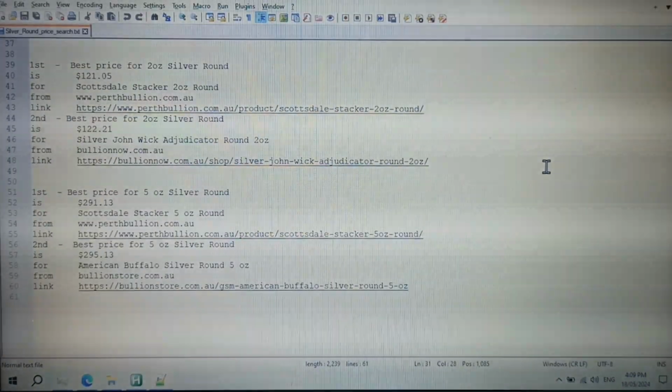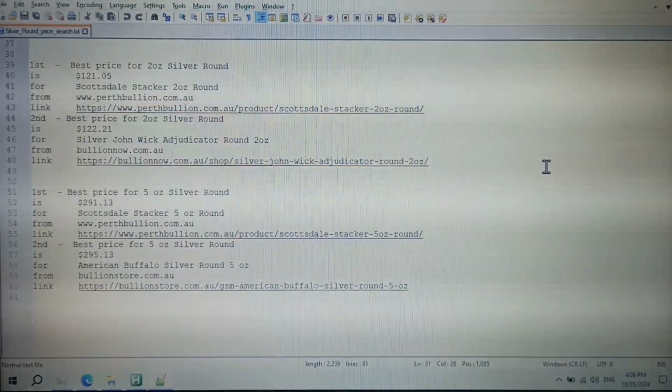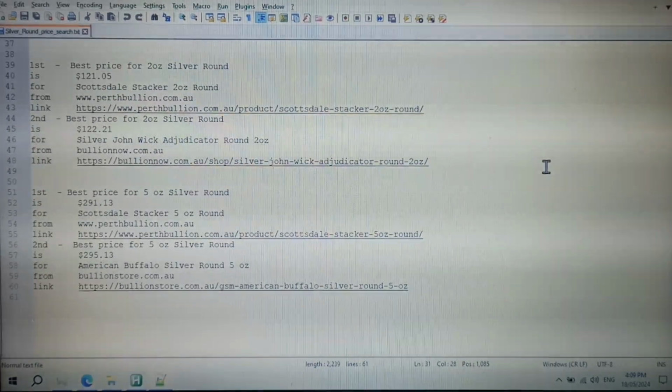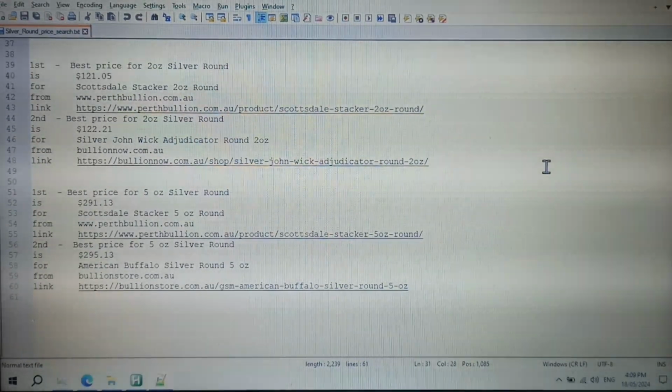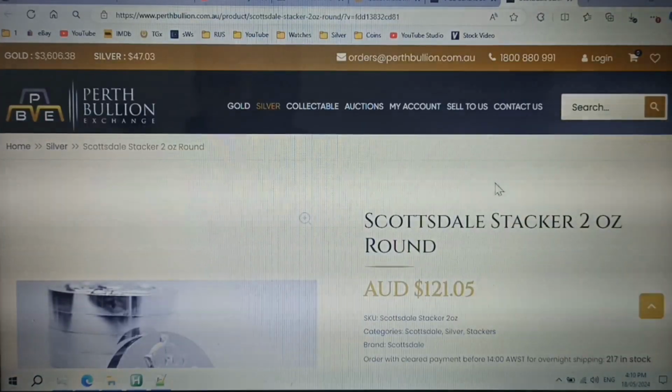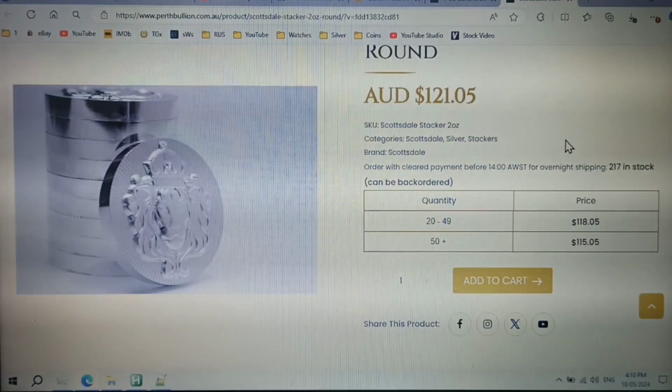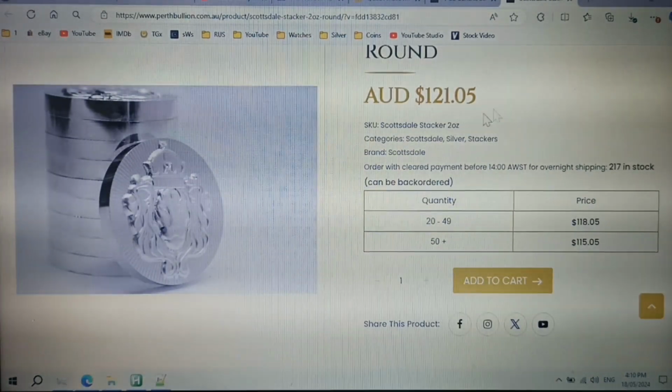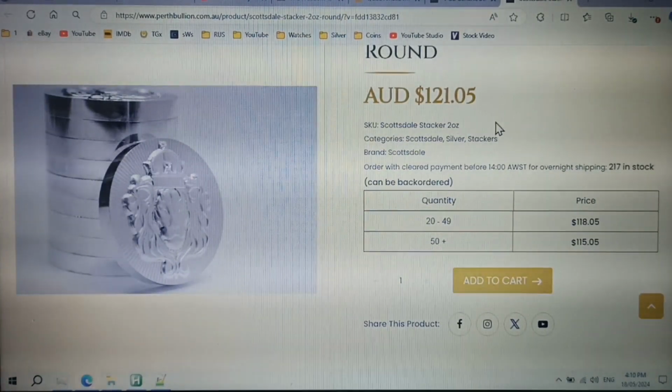Best price for 2 ounce silver round is from Perth Bullion. Second best price is from Bullion Now. The price difference is $1.17. Let's have a look at the best price. Perth Bullion Exchange are offering 2 ounce silver stacker and they're only asking $121.05. There's a breakdown if you wish to buy more.